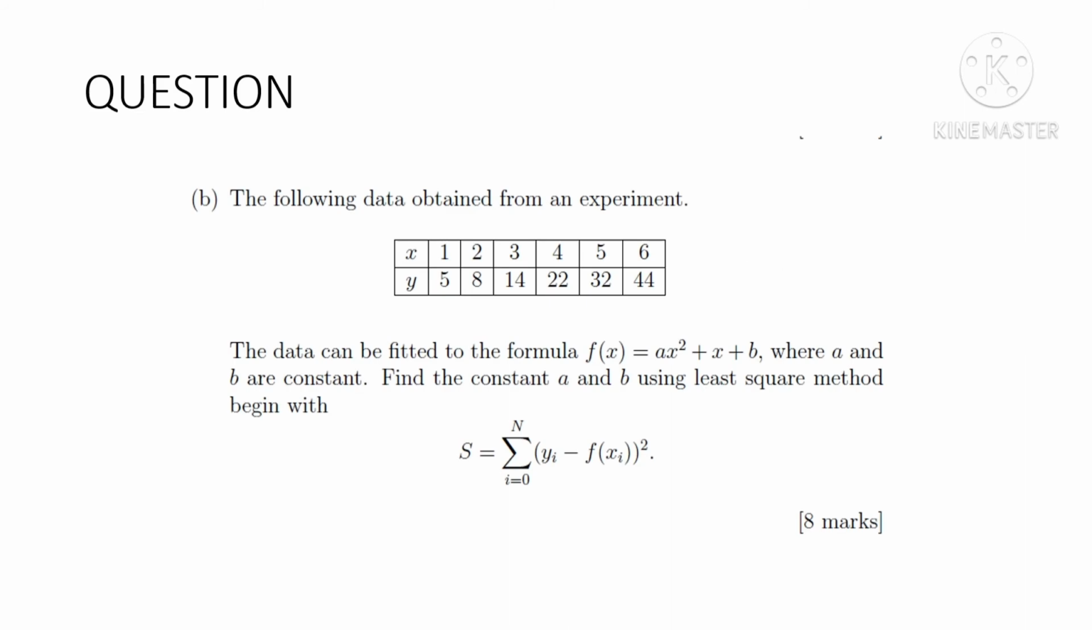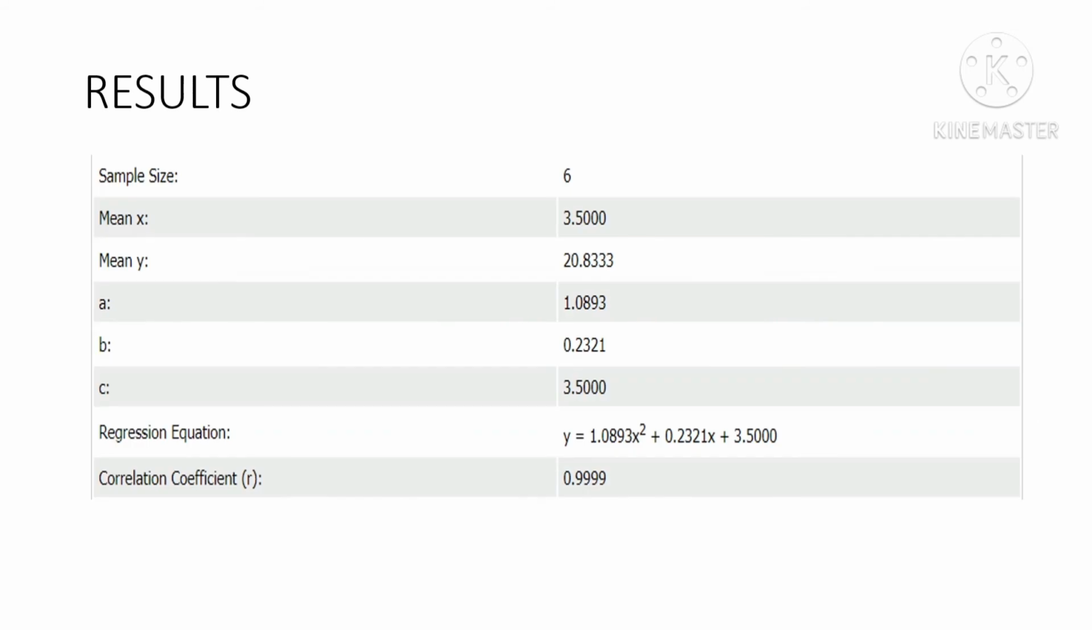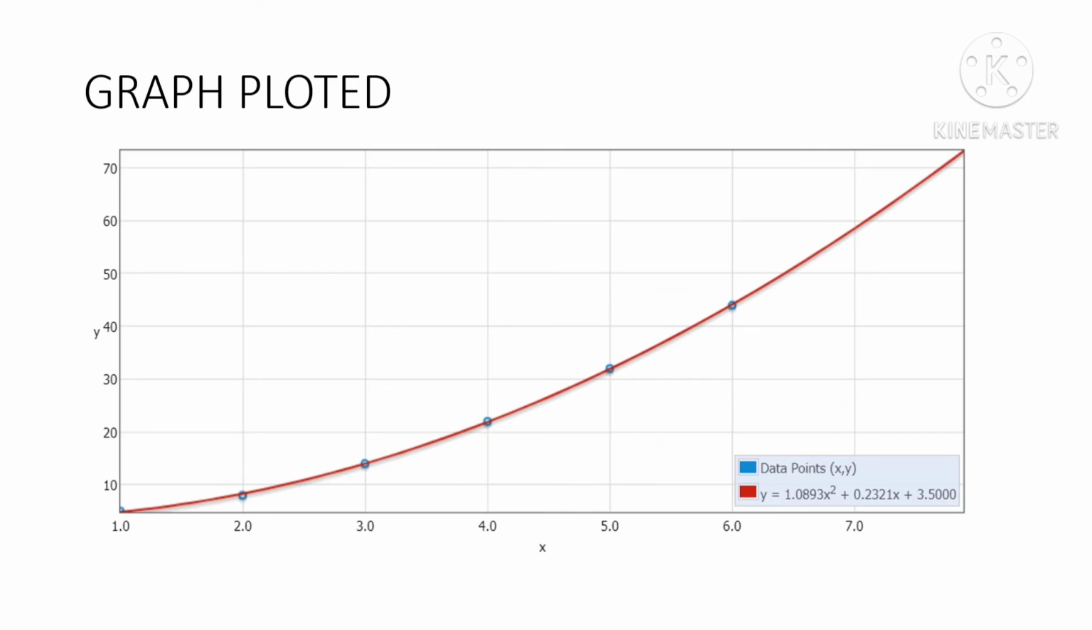Okay, here we go. We're going to talk about least square method using MATLAB. Based on this question, we have made this resolution data. These data are collected using a formula. So from here, we summarize our results and we get, as you can see here, this plotted graph. And you can see the equation written down there: y equals 1.0893x squared plus 0.2321x plus 3.5.